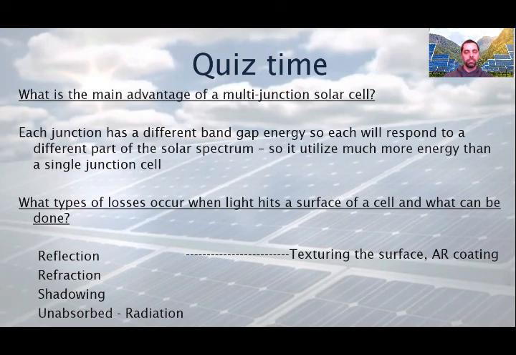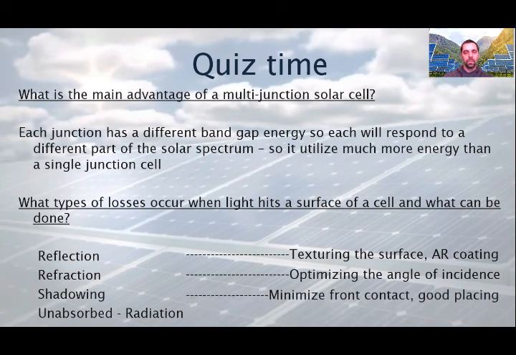Refraction: optimizing the angle of incidence with tracking devices. Shadowing: minimize the front contact, but not too much, because to do so the resistance will increase, and also a good idea to not place the solar system below a tree.